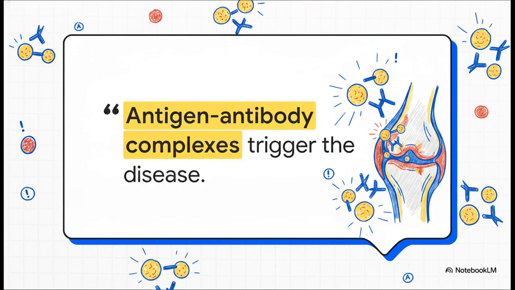And the exact microscopic culprits? Antigen-antibody complexes. Normally, your antibodies lock onto foreign invaders, called antigens, to clear them out. But in RA, these tiny clusters formed by the immune system just build up. These specific complexes are the actual triggers that sound a massive false alarm inside the body.